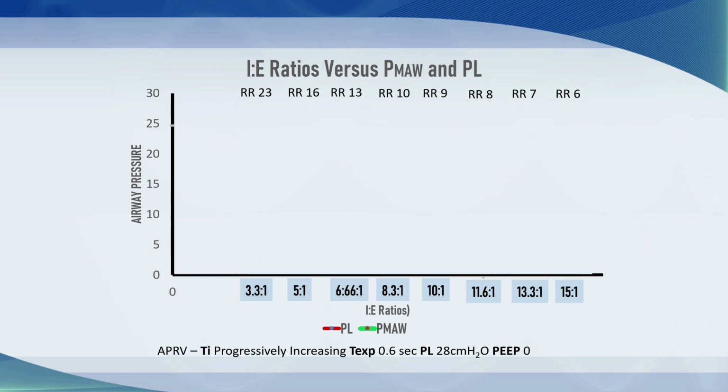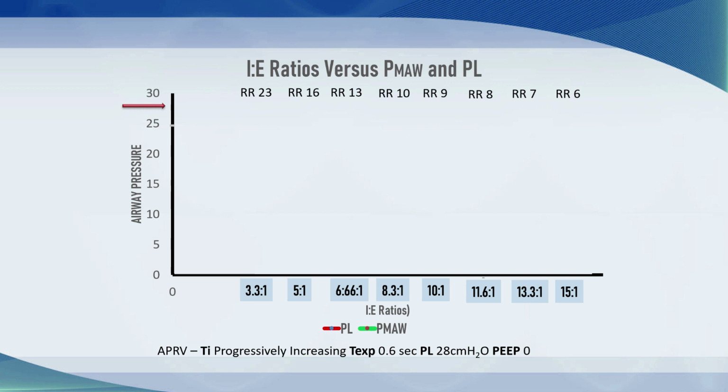This is not published anywhere. In this diagram, I have placed the airway pressure in centimeters of water on the y-axis and the I to E ratios on the x-axis, at the bottom. I've set the high pressure at 28 centimeters of water and the low pressure at 0. The expiratory time is locked in here at 0.6 seconds and not varied.